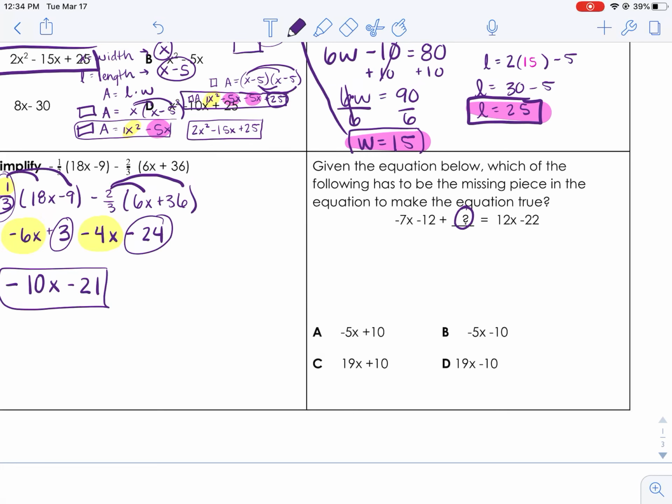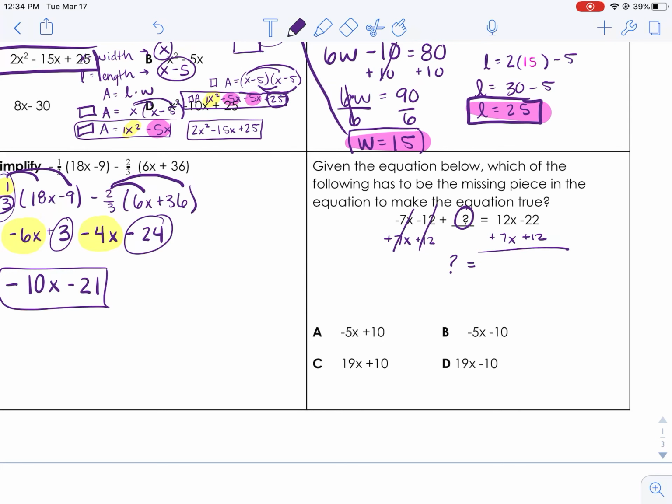Same thing for the negative 7x. It's being subtracted, so we're going to add it over. So I'm going to add 7x on both sides. I'm going to add 12 on both sides, and notice how I'm lining that up with like terms.